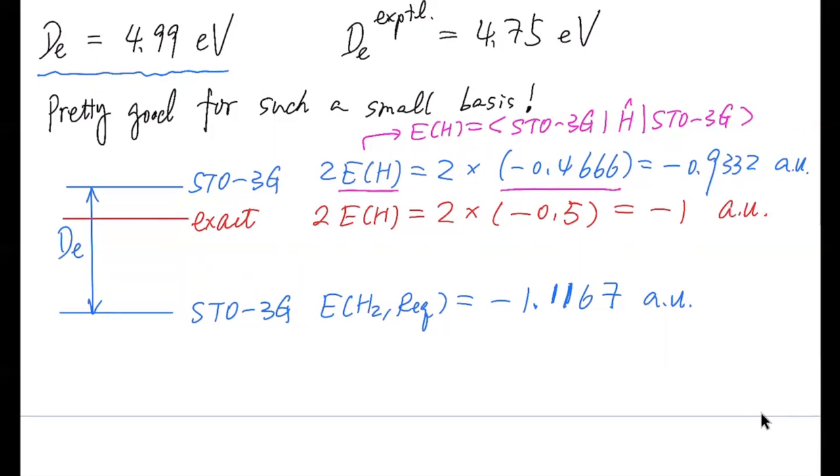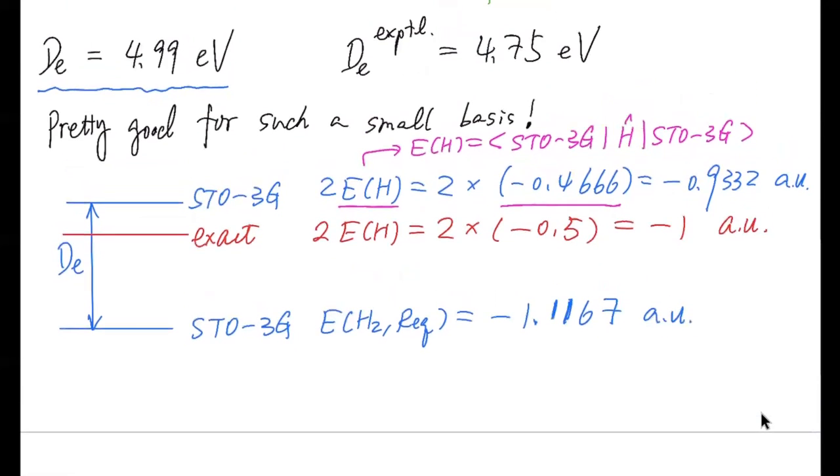So you know when you use an approximated basis, STO-3G, you will get a higher energy. Well, that's actually what we expect, right? Because based on the variational principle, your approximated energy will be higher, not lower, than the exact answer, right? Okay, so that's not surprising.